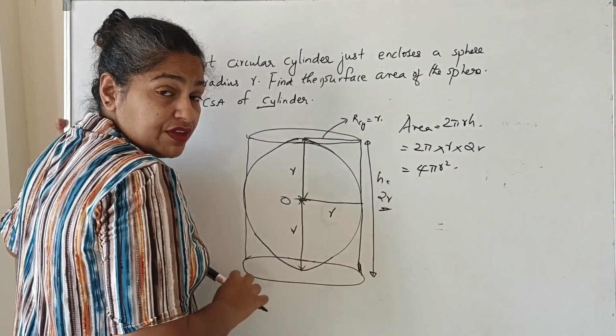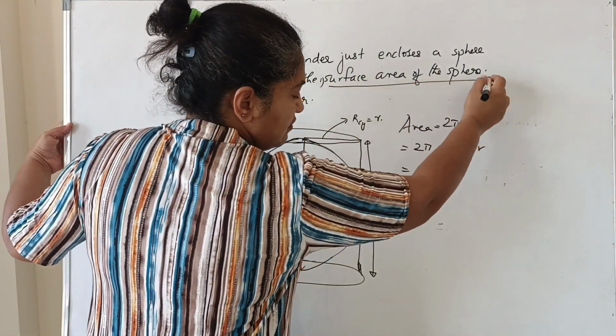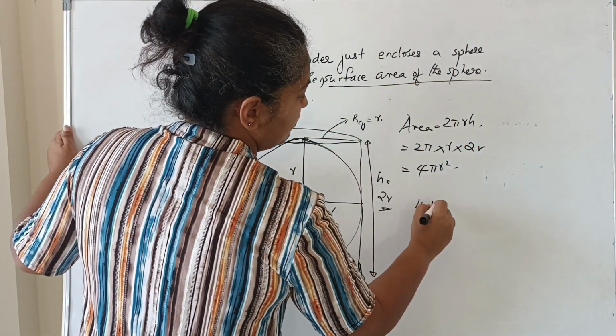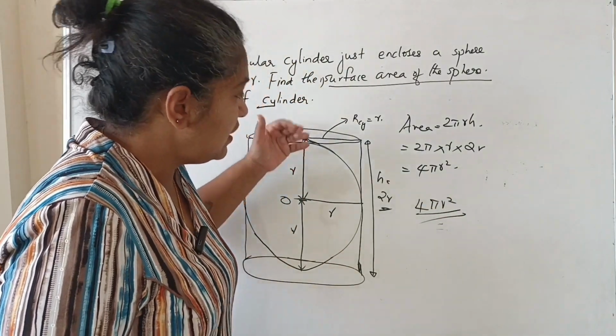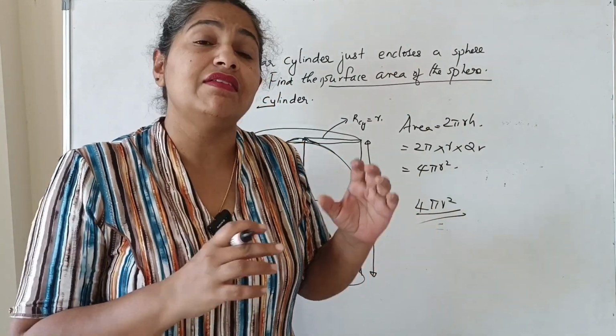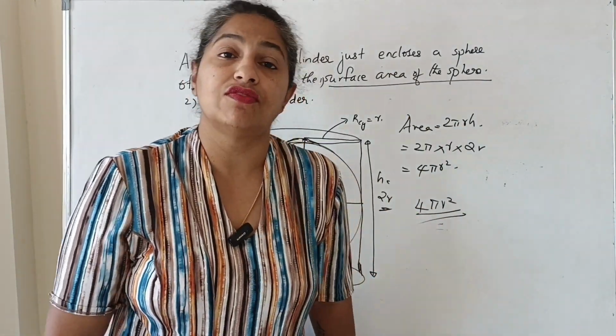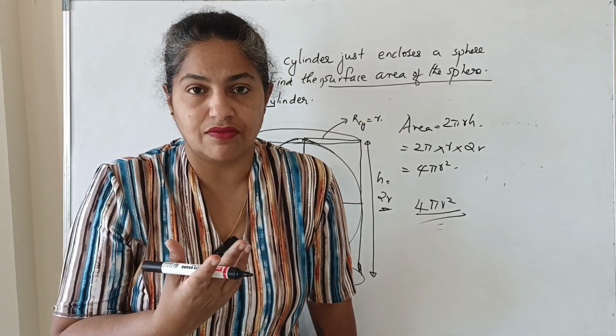Now what is the area of the sphere equal to? Because we need to find the total surface area of the sphere. That is also equal to 4 pi r square. So you can see that the area of the sphere inside a cylinder which just encloses it will be the same as that of the curved surface area of the cylinder. Okay, from this question, that is the inference that we draw.